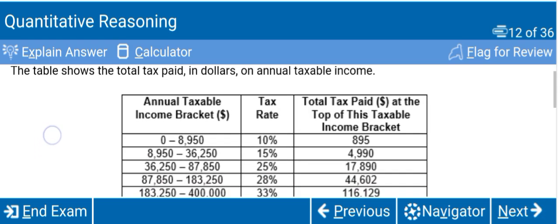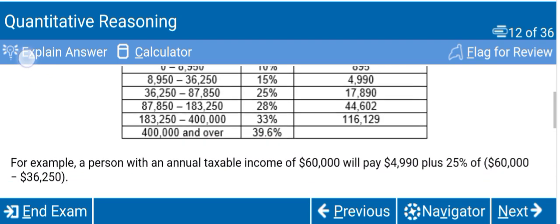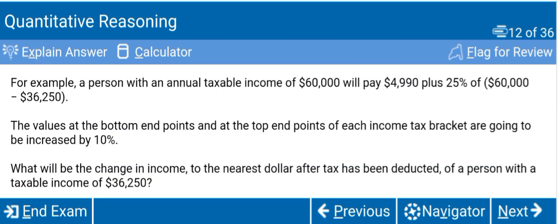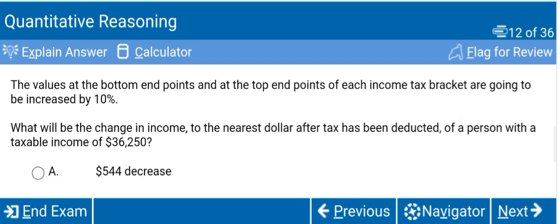Again, we have the same table showing the same data. Now the values at the bottom and top end points of each income tax bracket are going to be increased by 10%. What will be the change in income, to the nearest dollar, after tax has been deducted, of a person with a taxable income of $36,250?